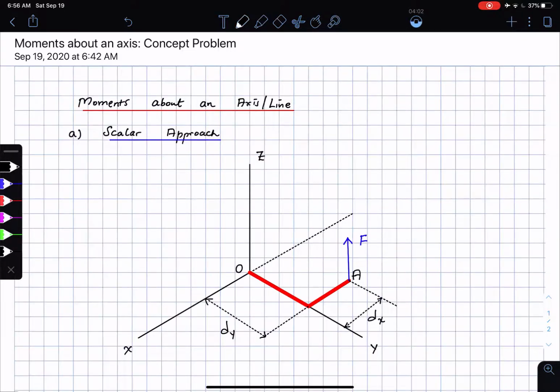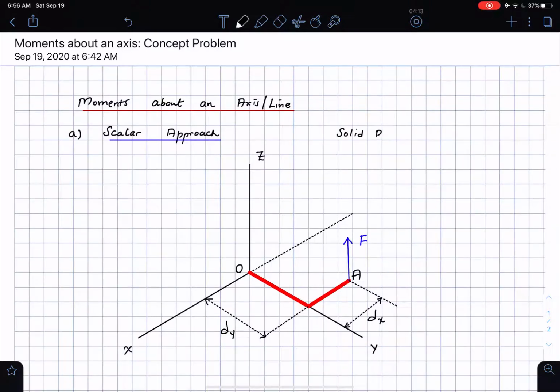So the body is on the xy plane, which is this bar OA. Let's say that these are the following things. There's a solid bar OA, which is L-shaped. This is on the xy plane. And then there is a force. The force is F. It's acting parallel to the z-axis.